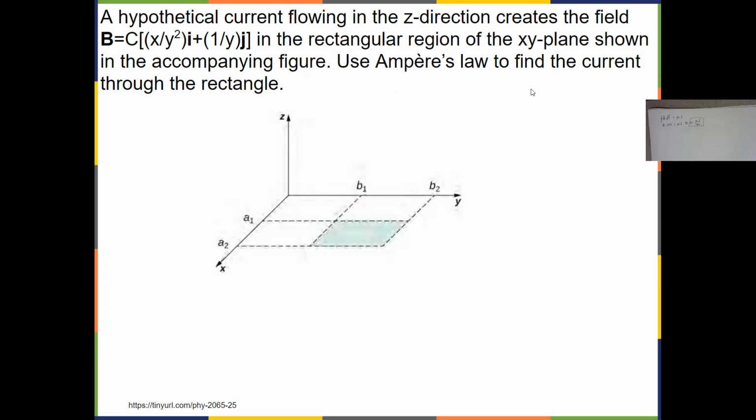Use Ampere's law to find the current through the rectangular region. So what's the current through that rectangle? Let's take a look. It tells us the B field, so now it's known. In this case we can sketch the problem, or you can also look at the figure in the PowerPoint slide.